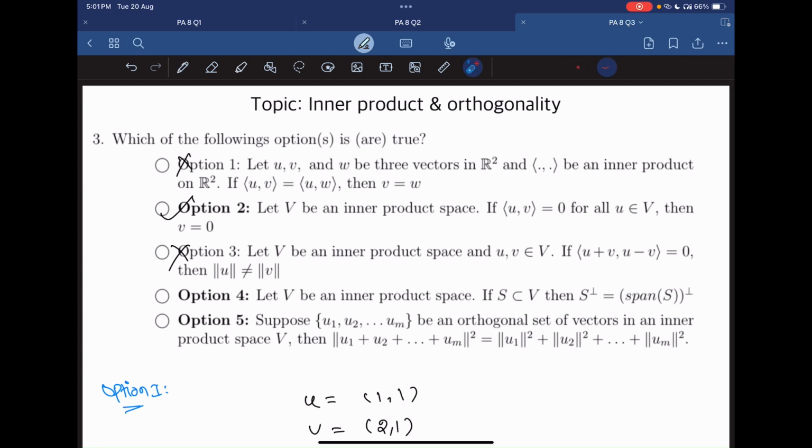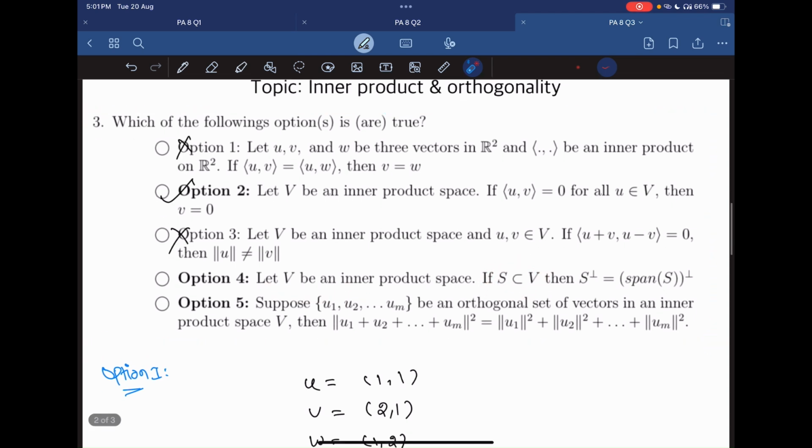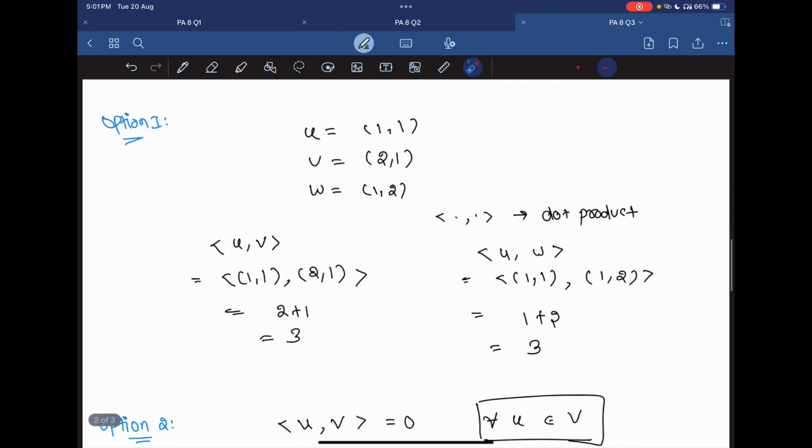Now the fourth option. Let V be an inner product space. If S belongs to V, then S perp is equal to the perp of the span of S.